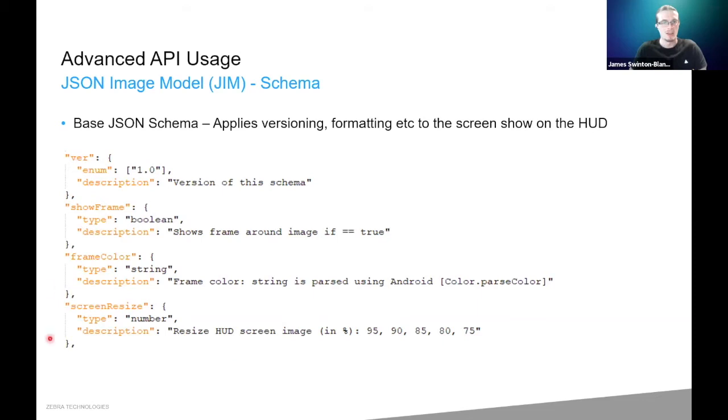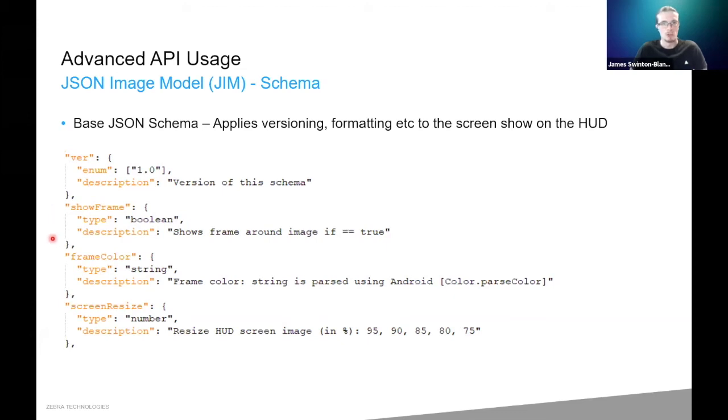So these are what I would call the top level JSON variables that you can include, which define some overall specifications for the HD4000 screen. The first thing we've got there is a version number. At the moment, this is just an enum with only one option, but this gives us the ability to update this JSON image schema without having to update the SDK if we needed to. At the moment, this will always be 1.0.